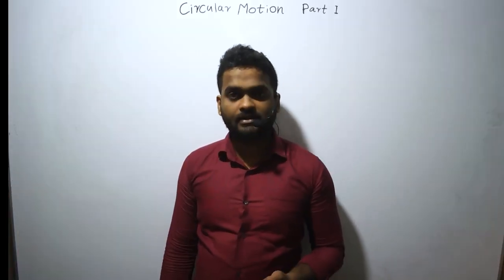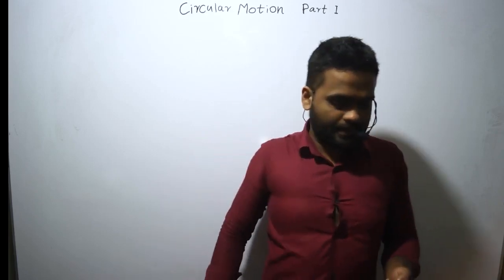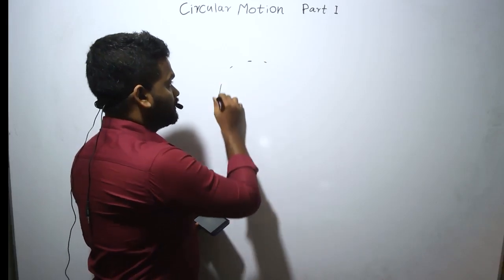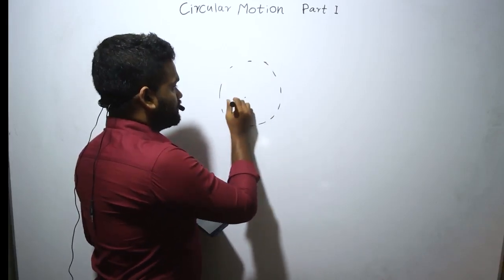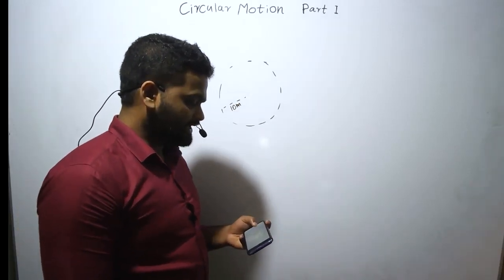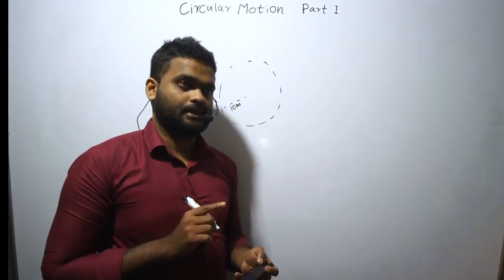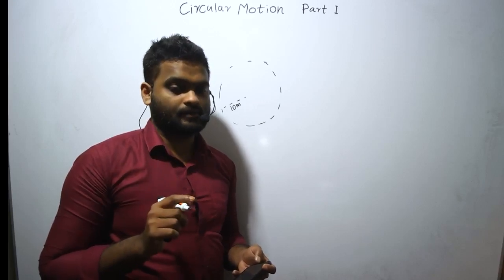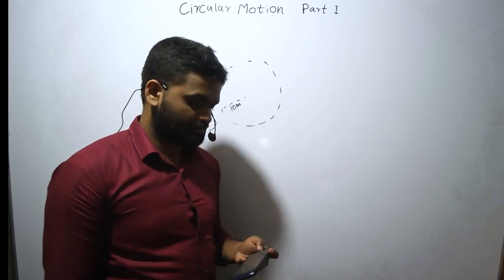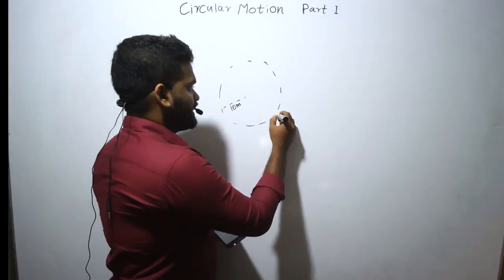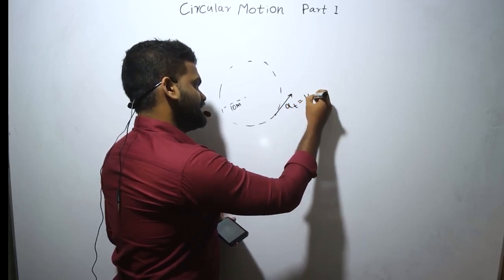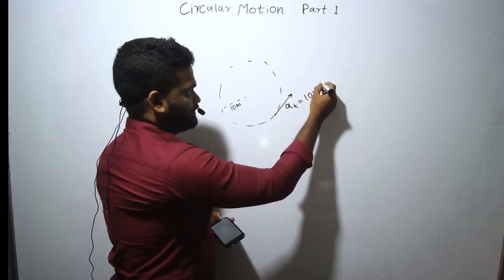Right. Seventh question. A particle moves in a circle with radius 10 meters. So the radius of the path is 10 meters. And its speed increases at a rate of 10 meters per square second. What does it mean? Every second the speed increases by 10 meters per second. So the meaning of that is they have given the tangential acceleration. So that is 10 meters per square second, right?